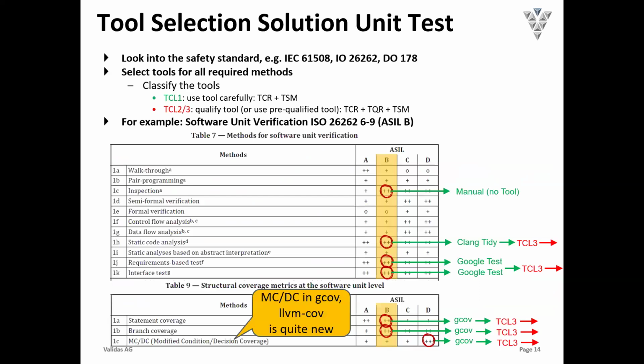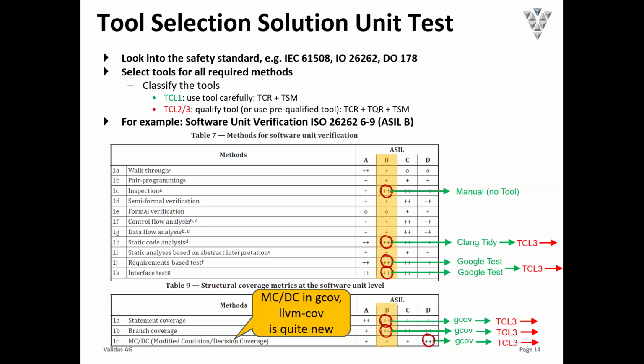For example, for unit verification, there is a table 7 that says for verifying a unit those methods come into question, and everything with a plus has to be applied. You see a walkthrough, yeah, well, this is only recommended, it's not necessary, but here inspection. Yeah, inspection is a manual process, no tool is required.